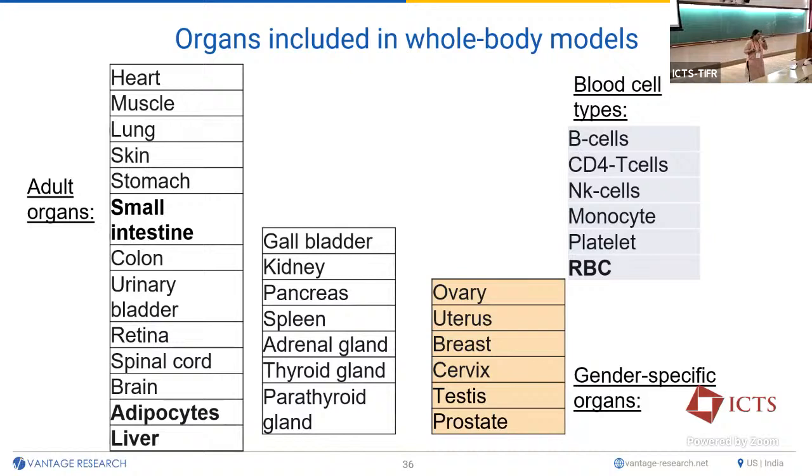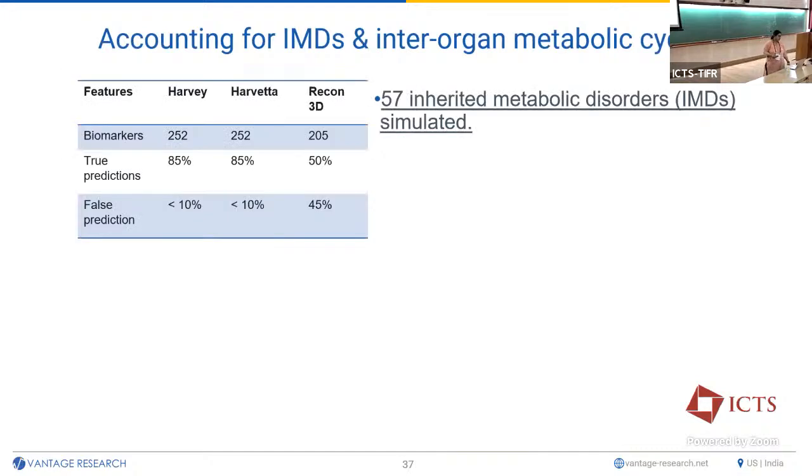We started out with models that were already pre-existing, the ones that were constructed in a bottom-up fashion. That was for the small intestine, the adipocytes, and the liver. Liver is one of the most heavily utilized genome scale models that is out there. This is coming from the German group, and that is the model that we also integrated. And then we had certain blood cell types, and certain gender specific organs, integrated it all together. And I'll show you what we did.